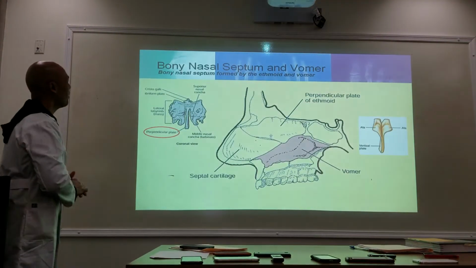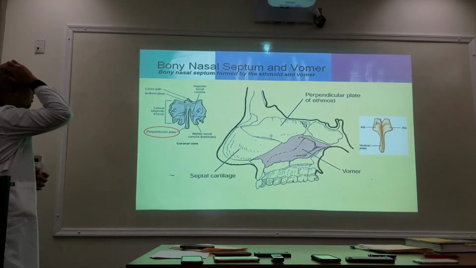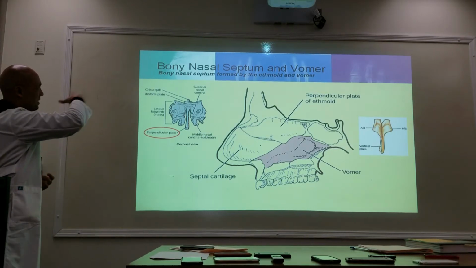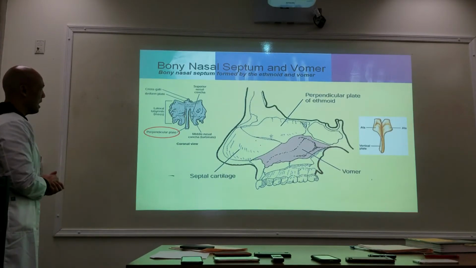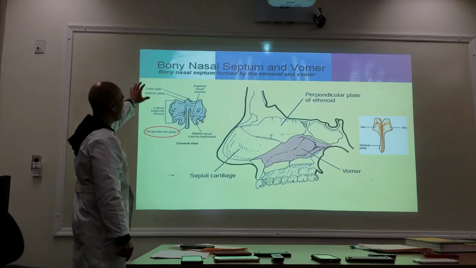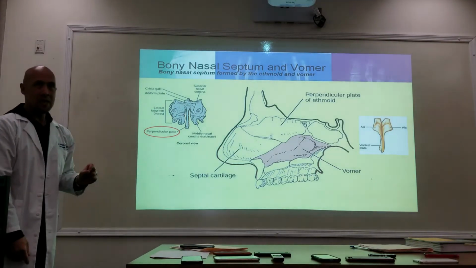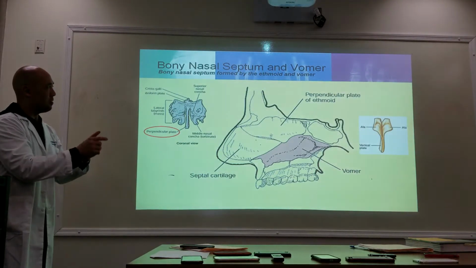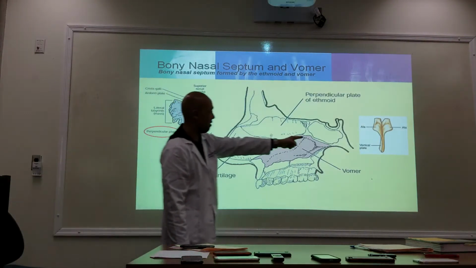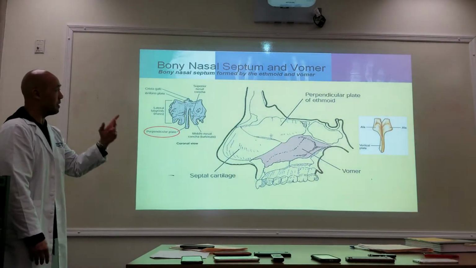All right, the bony nasal septum. It's kind of written weird over here because it makes it look like the bony nasal septum is separate from this other bone, the vomer. But the bony nasal septum, if you look at the writing I put under here, it's actually formed by the ethmoid and the vomer. The ethmoid is the perpendicular plate, and the vomer, which is this bone right here, forms the bony nasal septum. Okay, so it's formed by those two bones.